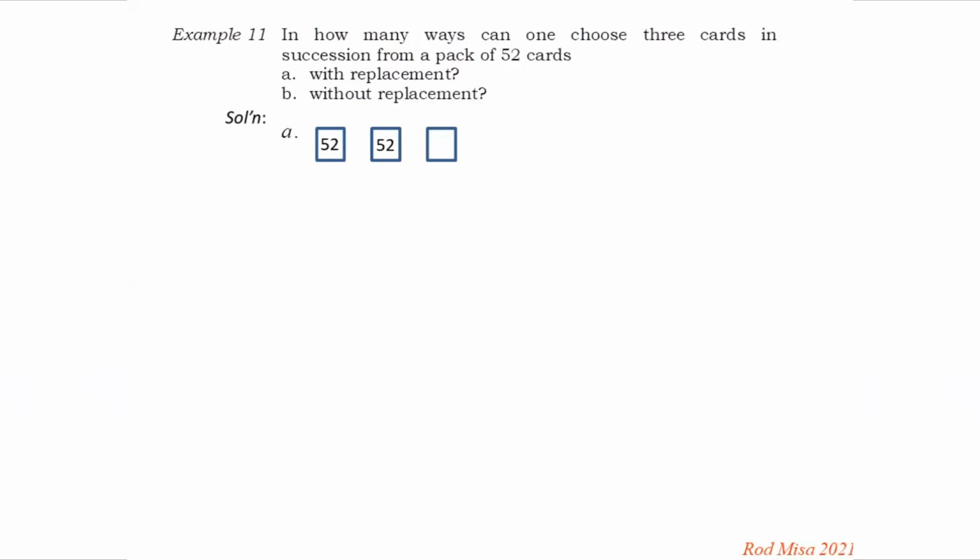And after the second draw, you will return that card to the standard deck of cards and shuffle again before you draw the third card. And then again, during the third draw, you can have 52 choices because you still have 52 cards there. And then multiplying these numbers, you will get 140,608 different ordered samples of size 3 that you can get from the standard deck of cards when you draw 3 cards one at a time with replacement from the standard of 52 cards.